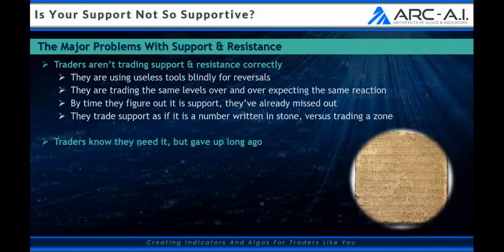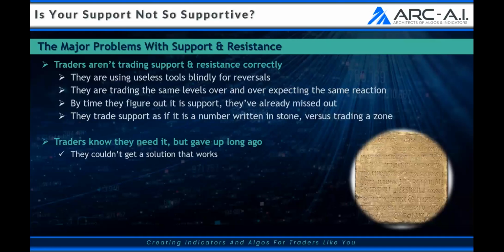So traders know they need support and resistance, but I probably speak for a lot of us in the fact that we probably gave up on support and resistance a long time ago because we couldn't find a solution that works, right? How many of you have been in that situation?